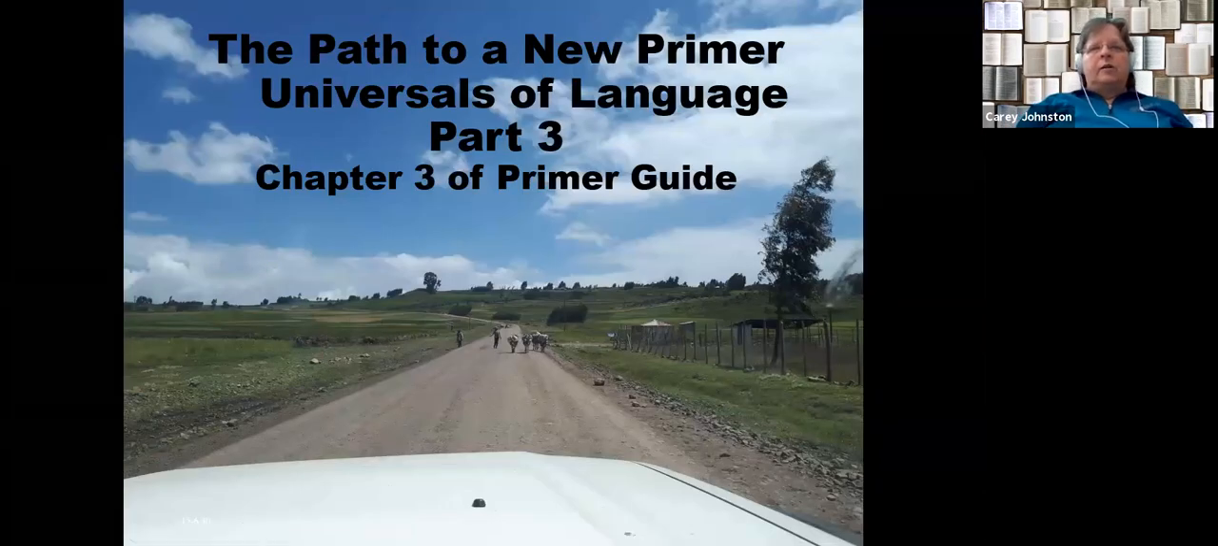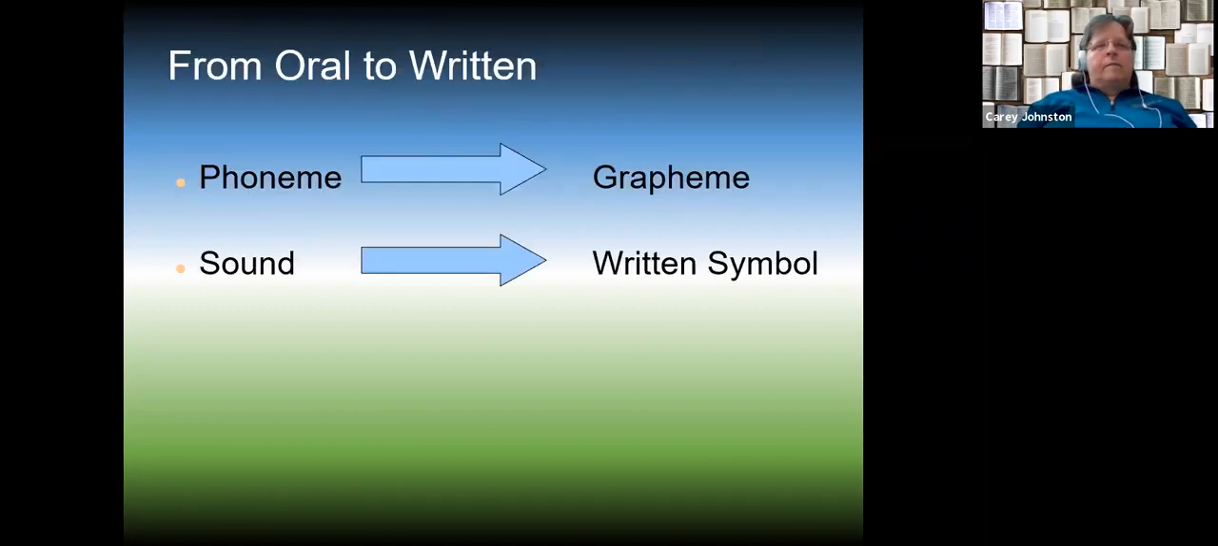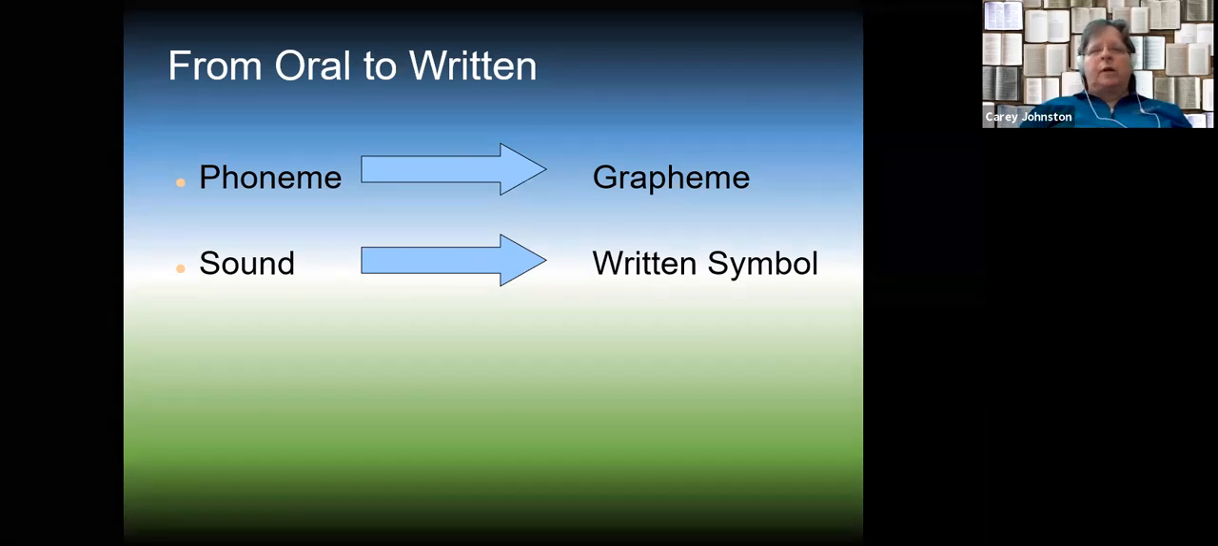All right, we're now at Universals of Language, Part 3, the final part of our linguistics section. Here we're going to be exploring how linguistics plays a part in developing literacy primers. The first thing we need to realize is that languages are first and foremost oral, and so before you start worrying about literacy or learning to read, first the language has to be put into some kind of writing system.